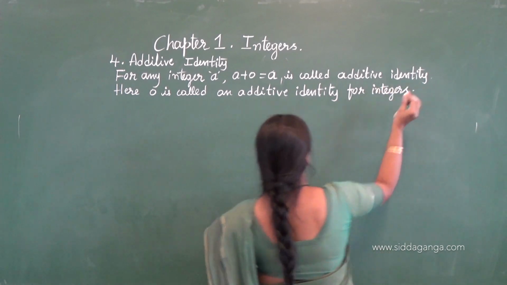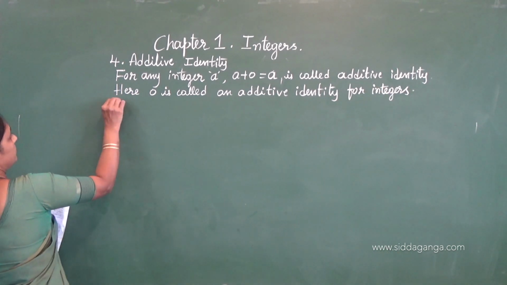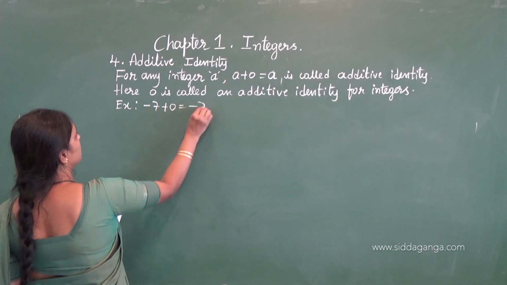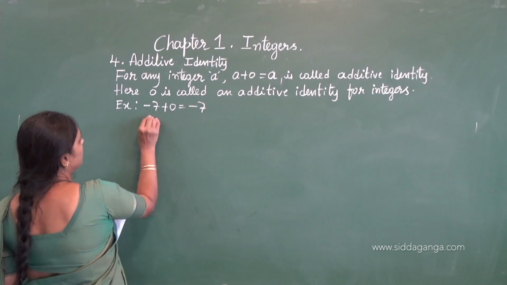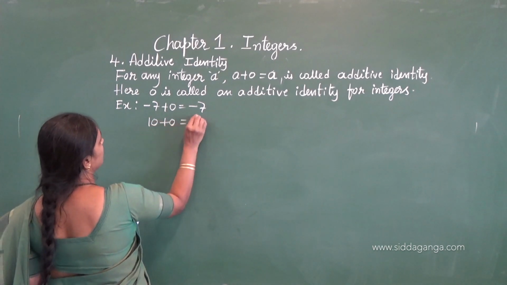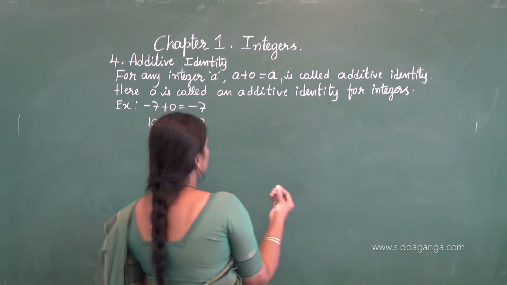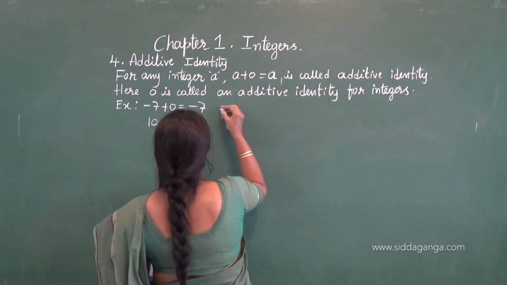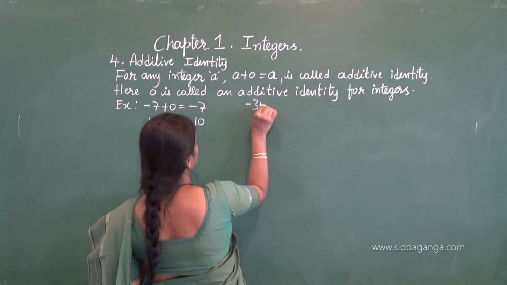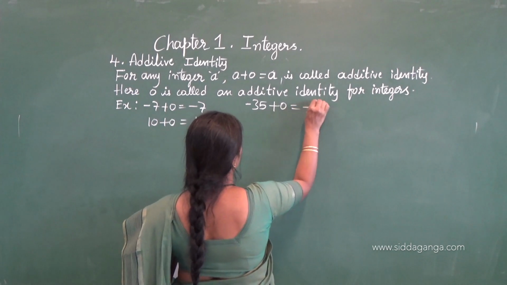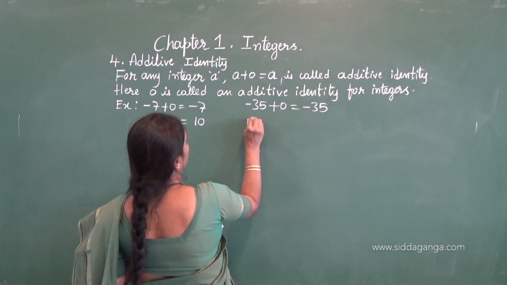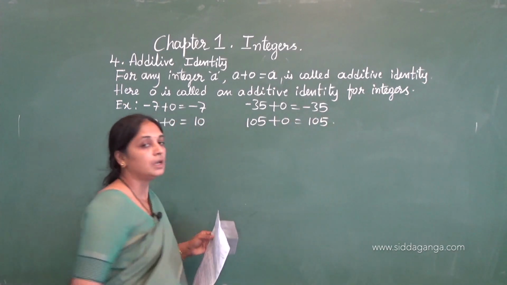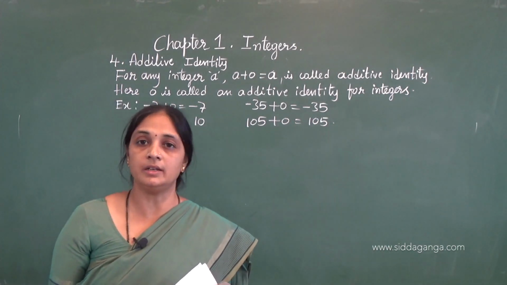And we can take some examples. Example: minus 7 plus 0 is equal to minus 7. 10 plus 0 is equal to 10. Both minus 7 and 10 belong to integers. Then minus 35 plus 0 is equal to minus 35. 105 plus 0 is equal to 105. Here 0 is called additive identity.